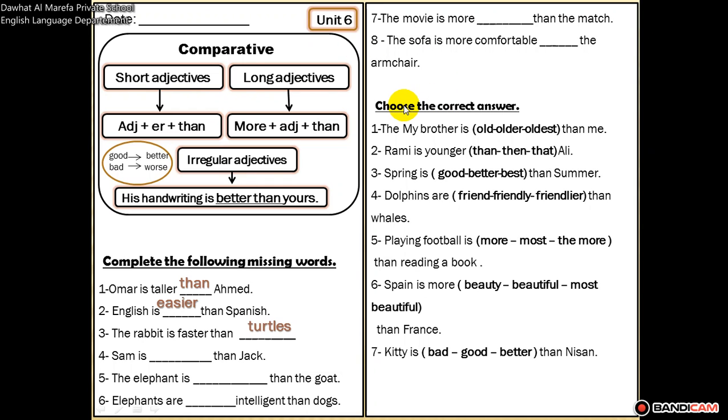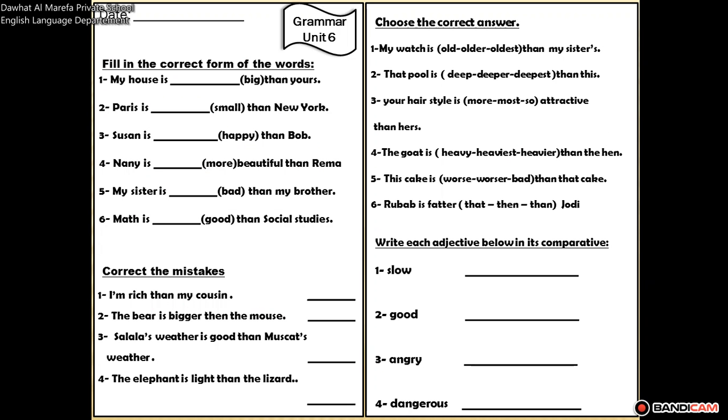Let's come here to the second question. Choose the correct answer. Here we have my brother is old or older or oldest than. We have than, so we must have ER. Older than me. Now we have Rami is younger. Younger than Ali. Number 3, spring is good or better or best than. If we have than, you must have the ER form. Better than.